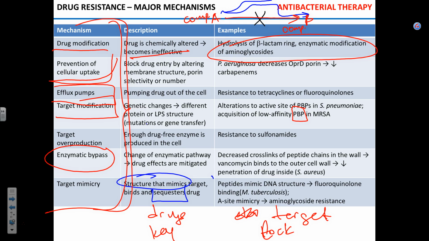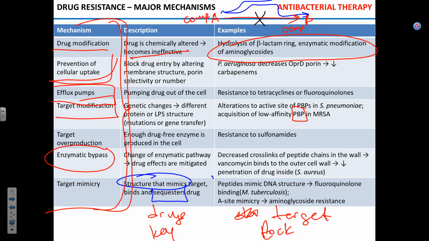The target, absolutely. The bacteria is tricking the drug, and since the drug is bound to that mimicking molecule, it is bound to one molecule and cannot act on the actual target. Does that make sense?